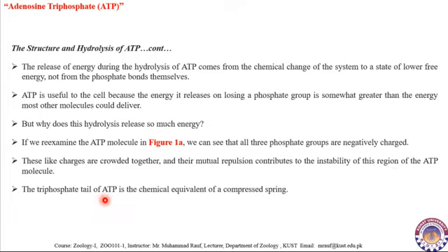So the triphosphate tail of ATP is the chemical equivalent of a compressed spring. Just like a compressed spring has enough potential energy that if it is released, then it can expand and the potential energy can be released.